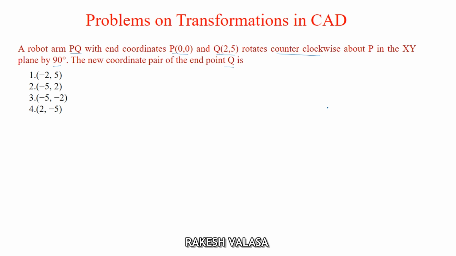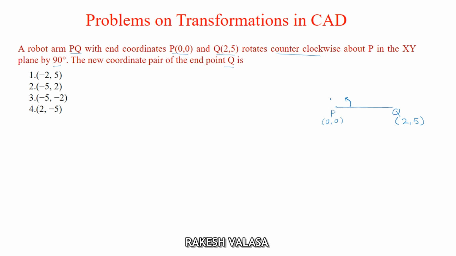The given robot arm name is PQ. Let us draw here. This is the robot arm PQ. Initially, this is in the horizontal position. This is the PQ. These coordinates are P of 0, 0 and Q is 2, 5. This robot arm rotates in the counterclockwise direction, that means this way, about P in the XY plane by 90 degrees.